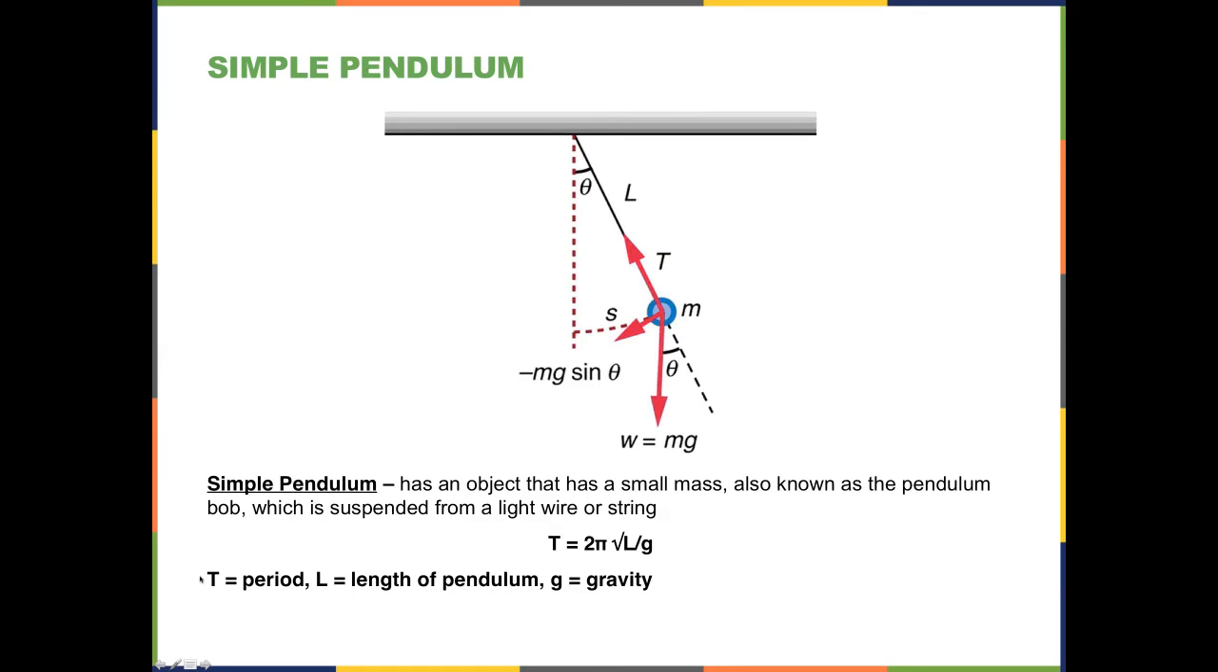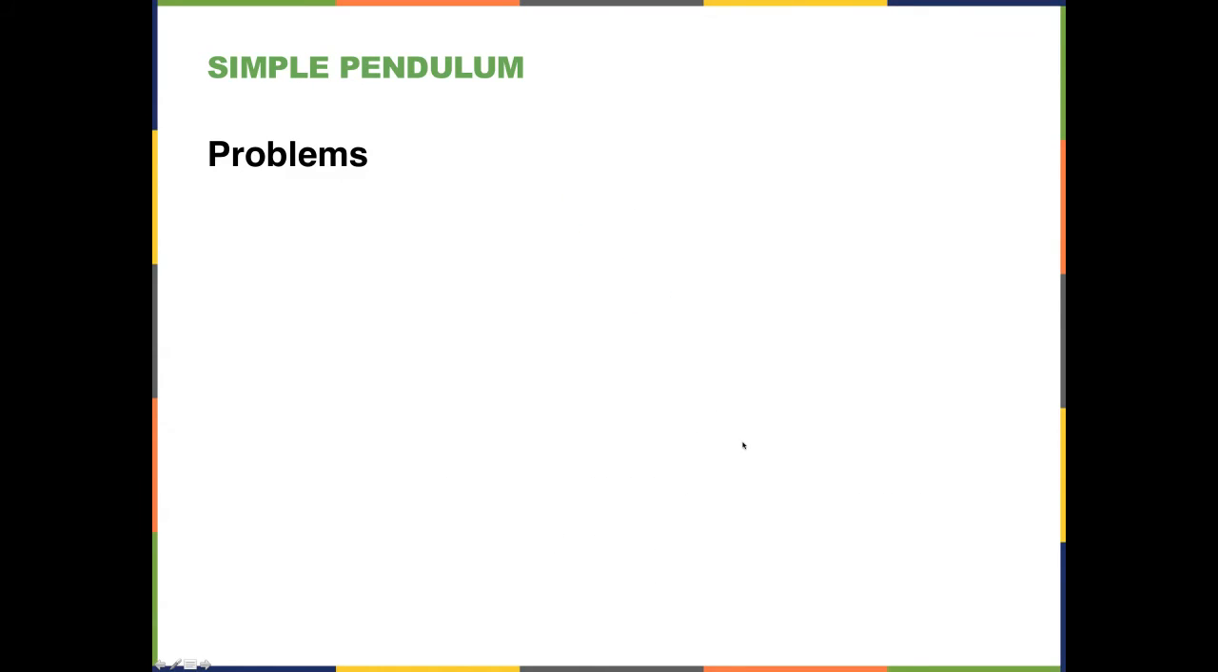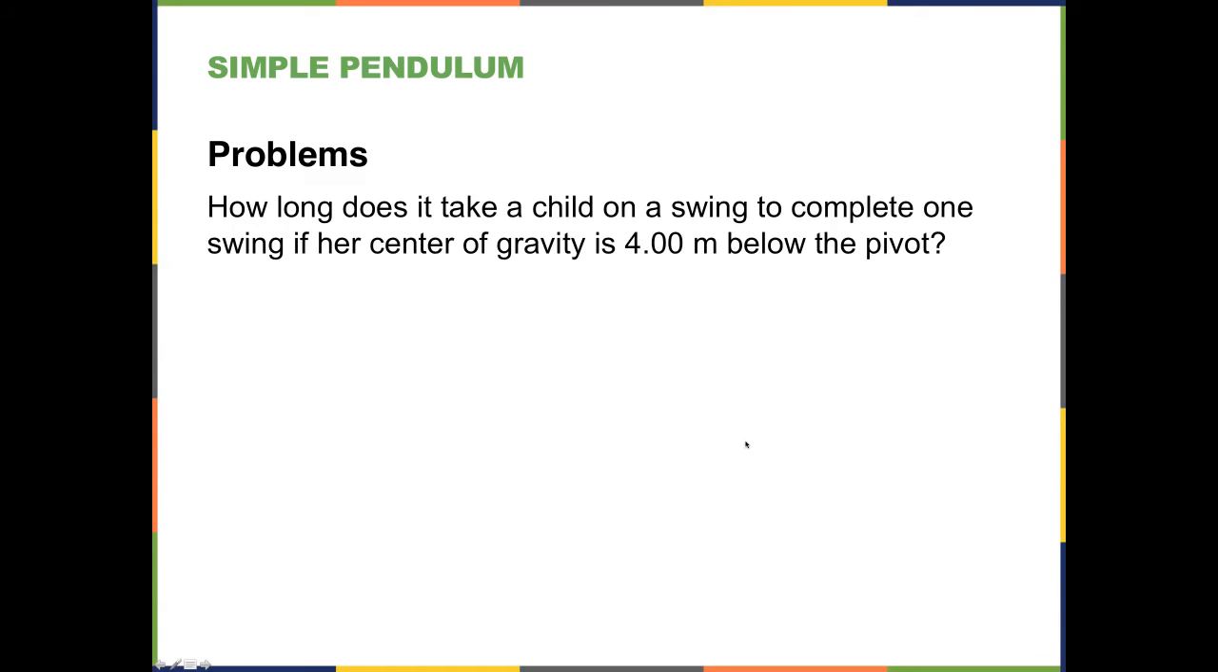So here again, T is the period, L is the length of the pendulum, which is from the attachment point to the mass, and g is gravity. So let's look at a couple of problems with this.